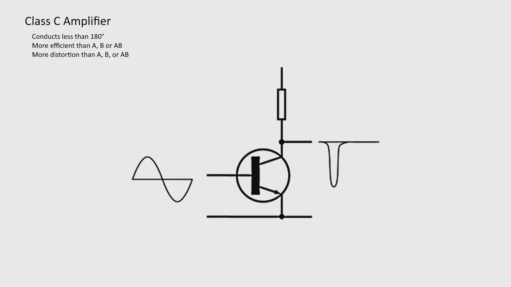A Class C amplifier conducts less than 180 degrees, so it's not even doing a full half of the waveform. It's turned on less than 180 degrees, or half. It's more efficient than an AB or an A or a B, but it's got more distortion than all those as well. What would you use that for? Well, those are useful if you really want an efficient amplifier. A Class C will work for that. It's going to be nasty as all get out. Could you handle that much distortion?